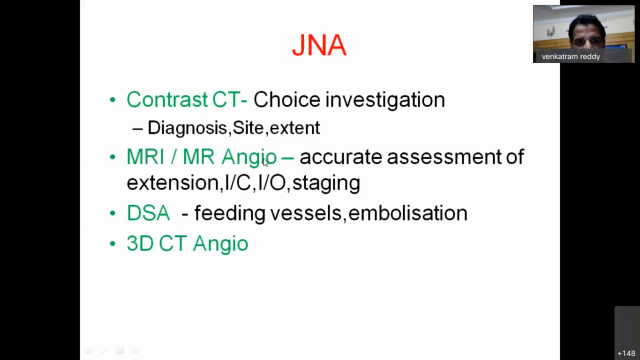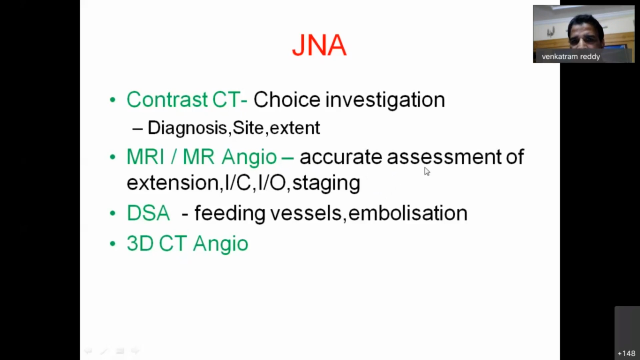MR angio of late is assuming more importance to assess the tumor vascularity and its branches, the sphenopalatine artery, the internal maxillary artery, the ascending pharyngeal artery, or any other arteries such as the occipital artery.